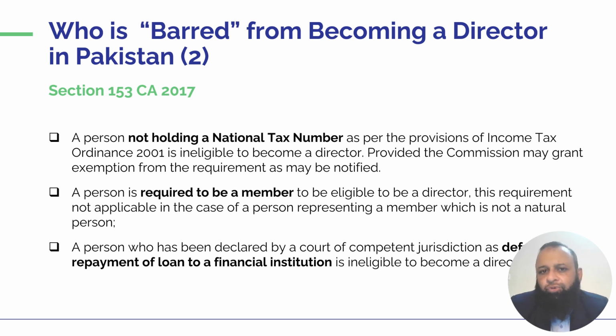In addition to the previous reasons to bar a person from becoming a director, a person not holding a national tax number is also barred from becoming a director. A person is required to be a member to be eligible. That means that they should have a certain amount of shares in the company in order to become a director. And a person who has been declared by a court of competent jurisdiction as a defaulter in the repayment of a loan is also ineligible to become a director.